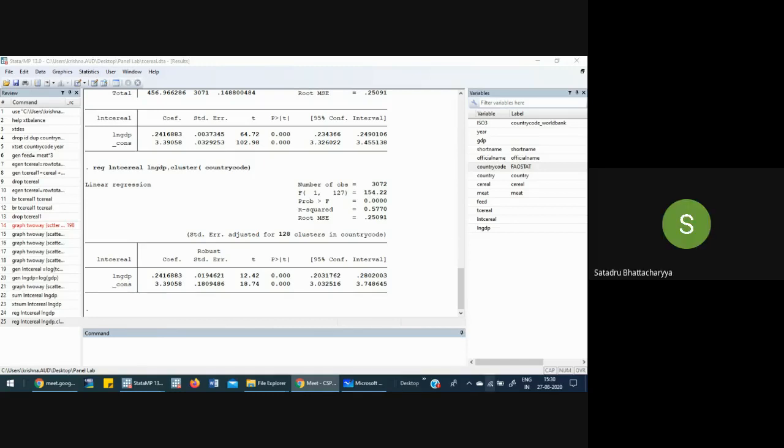Okay, sir. So that's it. And that's because if you are getting a higher standard error, the T statistic goes down from 64.72 to 12.42.